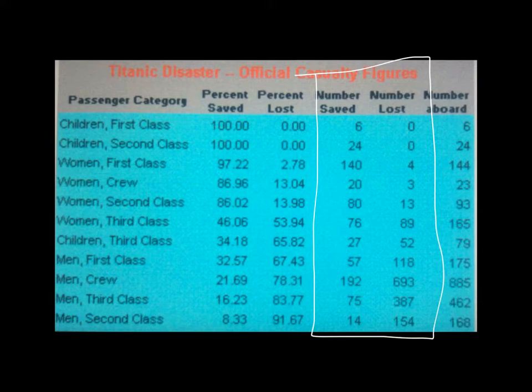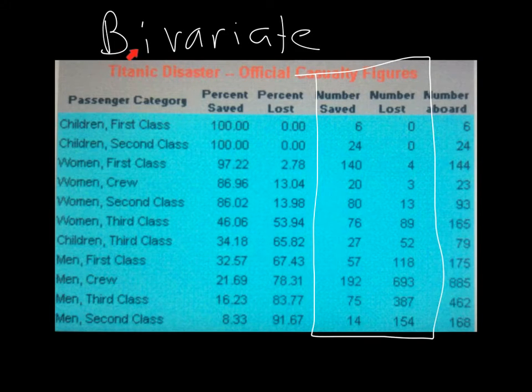So this is what's called bivariate data, by 2 variables. The first variable is gender and what class they were in, and the second variable is saved or lost. For those of you who aren't familiar with the Titanic, big ship, it sank. Some people died, some people didn't. There's a whole movie about it.